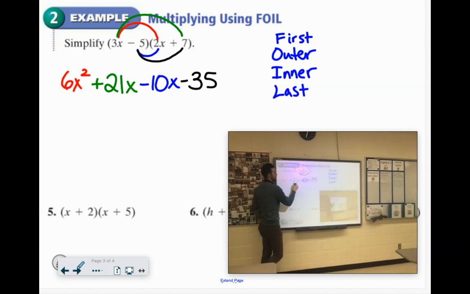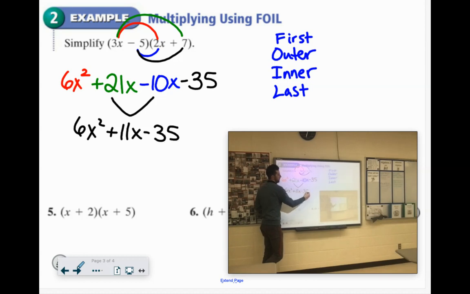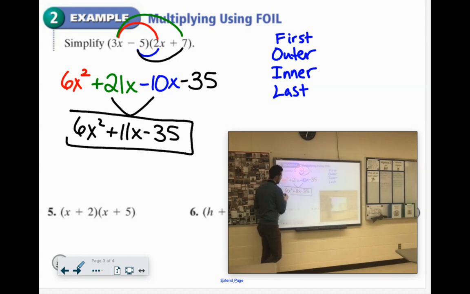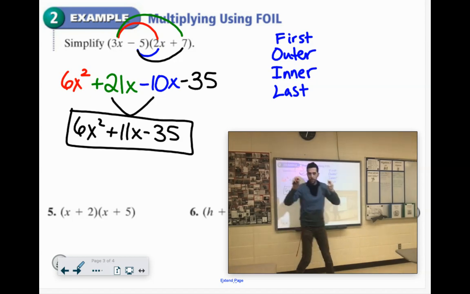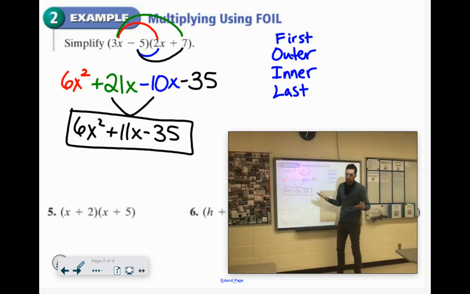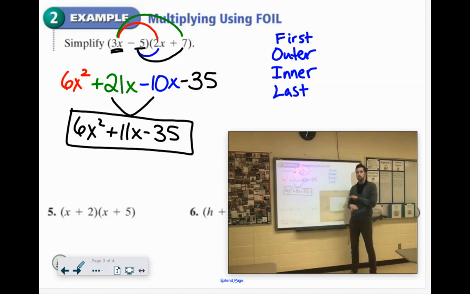You combine your like terms, which most of the time it's the middle two terms. 6x squared. 21x minus 10x is 11x. And that's it. Now, if you look, FOIL is really doing what we just did. We distributed the 3x to both of the other terms, and then we distributed the -5 to both of the other terms. So however you can remember to multiply them to get this answer is great.